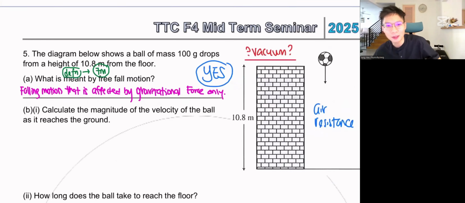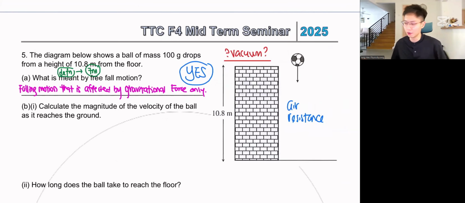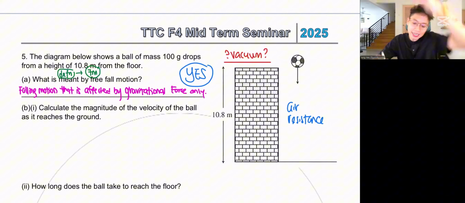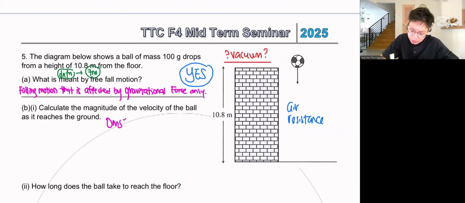Okay, then next, calculate the magnitude of the velocity of the ball as it reaches the ground. I did this in my normal class, and I did a survey. Many people misunderstood this question, sometimes. They want you to find the magnitude of the velocity of the ball as it reaches the ground. Since at the end the ball hits the ground, can I say that the velocity is 0 meters per second? Because the ball will hit the ground, so then the ball will not move. So 0, can or not?